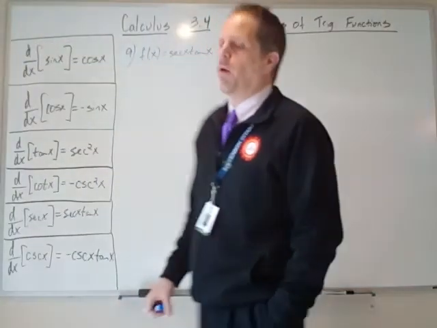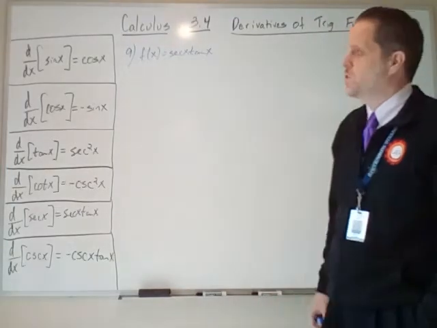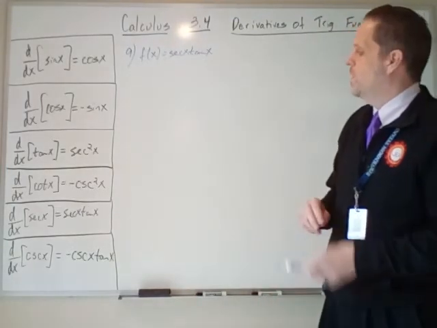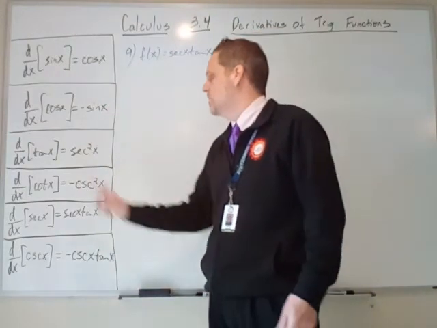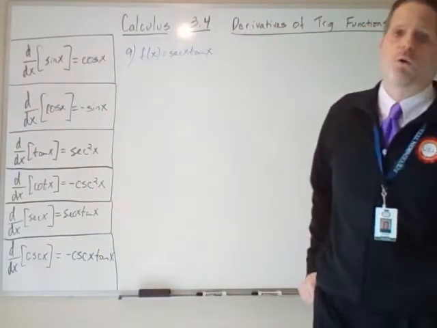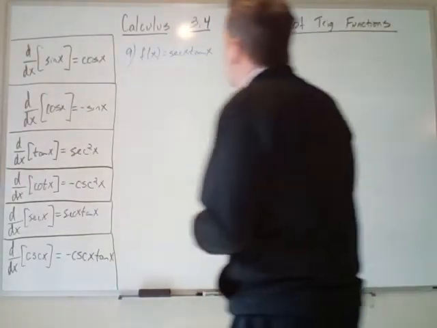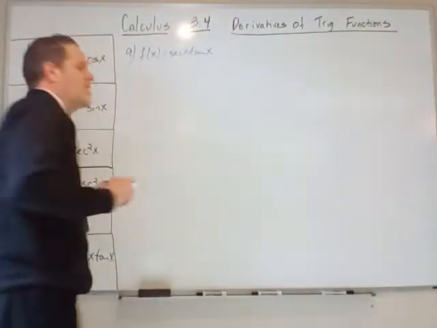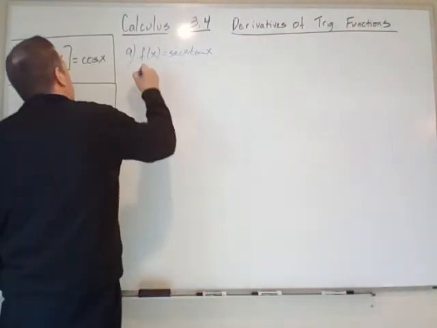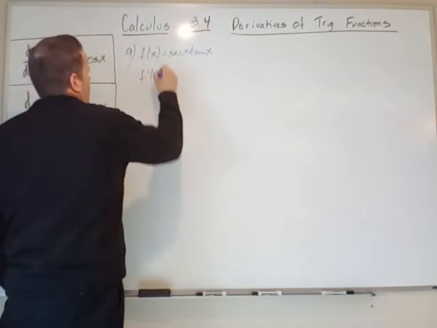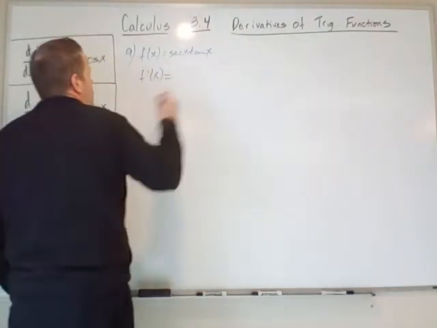All right, let's take a look at a problem and use these derivatives of the trig functions. We've got all 6 derivatives of the trig functions here: derivative of sine, cosine, tangent, cotangent, secant, and cosecant to use. So I've got a function which is secant of x times the tangent of x. That's f of x. So I'm going to take the derivative, f prime of x. I'm going to use the product rule, 1d2 plus 2d1.